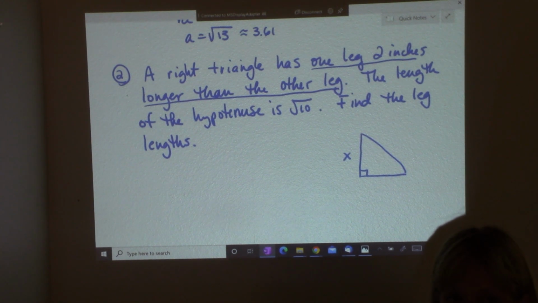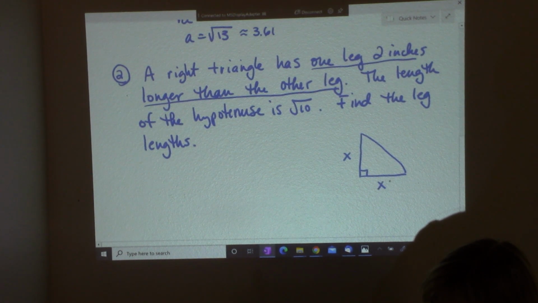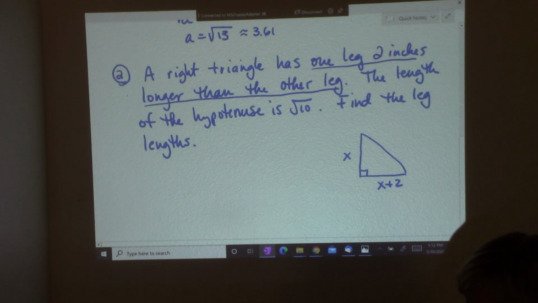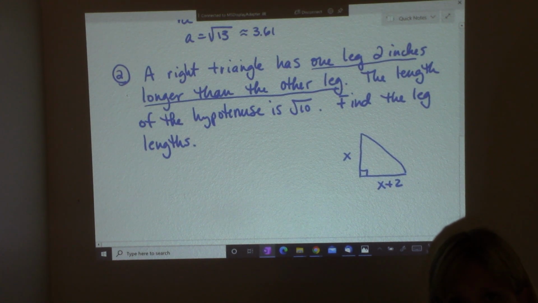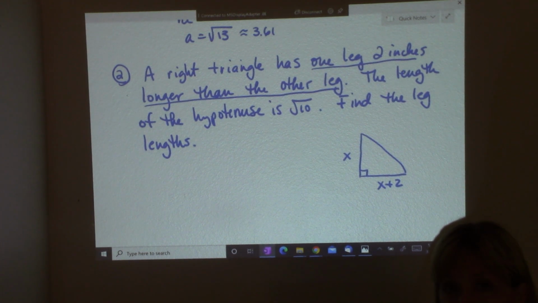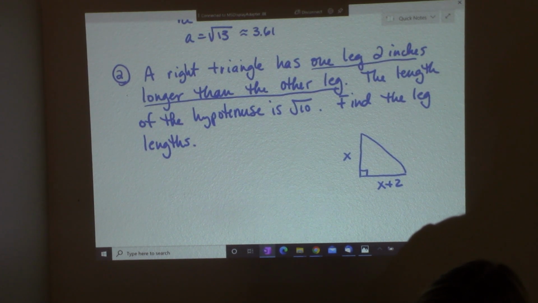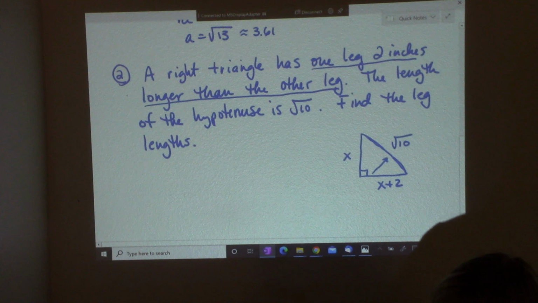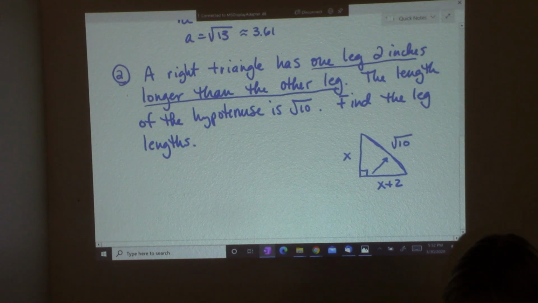So if it was 5, the other one would be 7. If the first leg was 8, the second leg would be 10. It's 2 more. So every time I would be adding 2. So the second length is x plus 2. And then the hypotenuse is always the longest side of a right triangle, and it's across from the right angle. And I know that is the square root of 10.